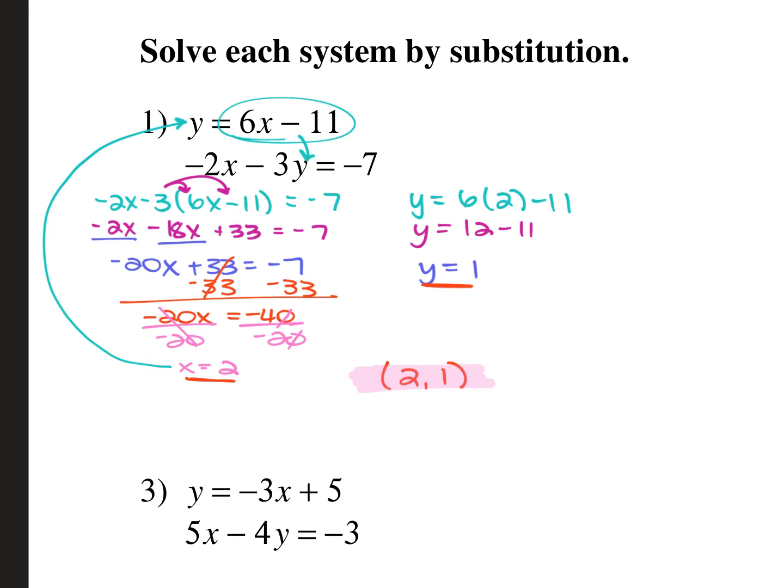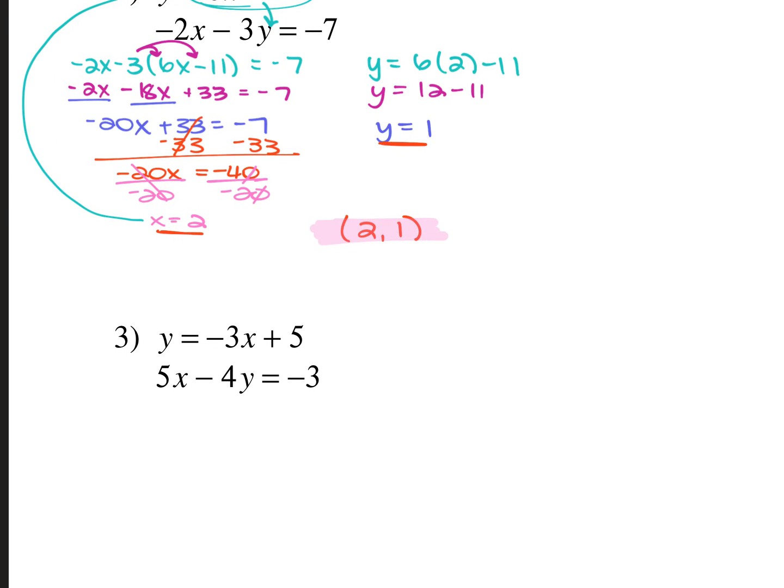For number 2, you have y is equal to negative 3x plus 5, as well as 5x minus 4y is equal to negative 3. That top equation is solved for y, so we can take the negative 3x plus 5 and plug it in for y in the bottom equation. So this is going to give us 5x minus 4 times negative 3x plus 5 is equal to negative 3. We're going to start by distributing that negative 4. So it's going to give us 5x plus 12x minus 20 is equal to negative 3.